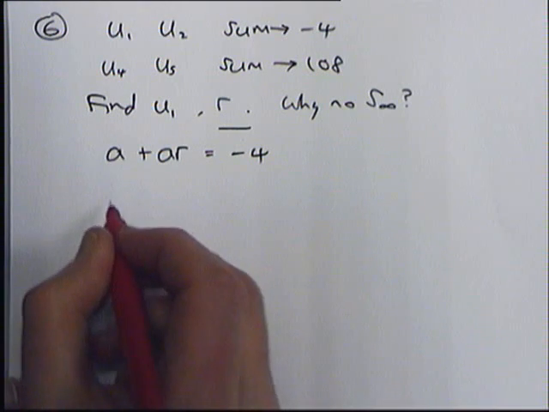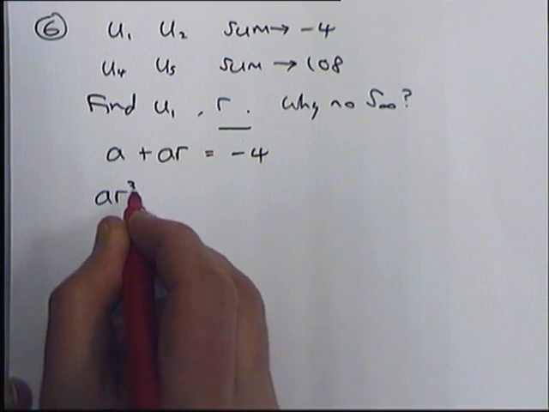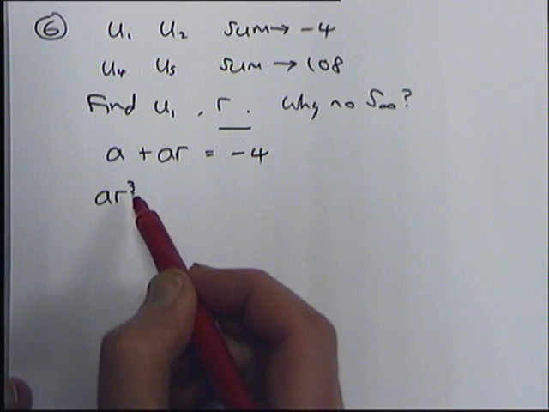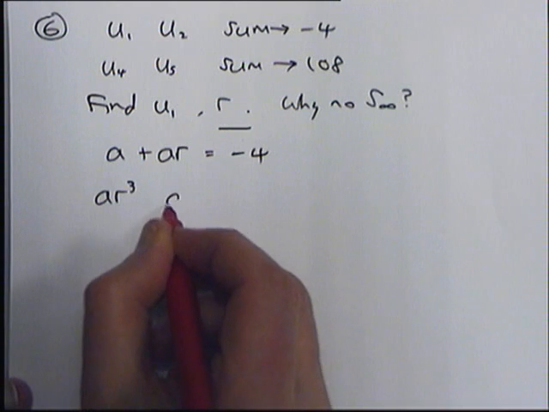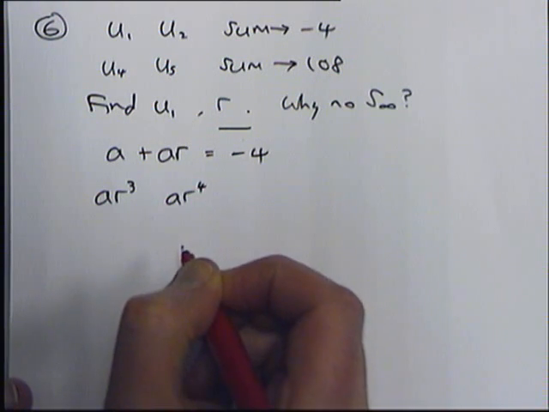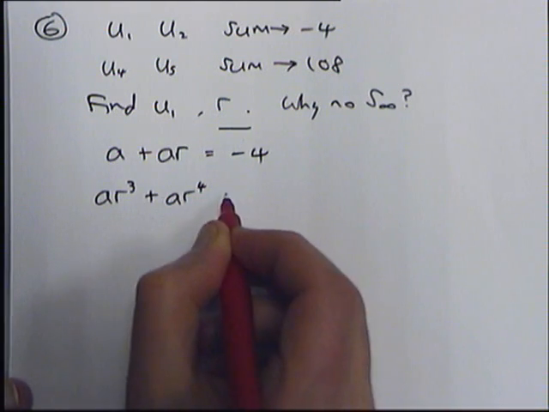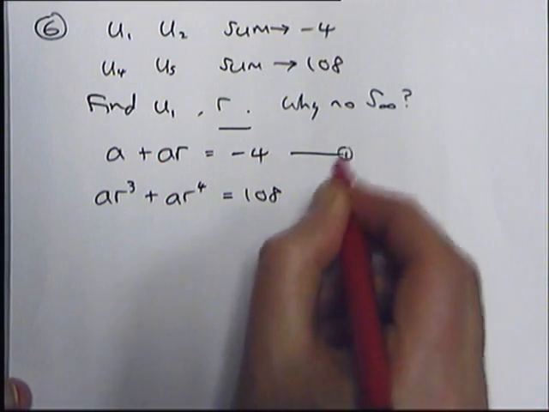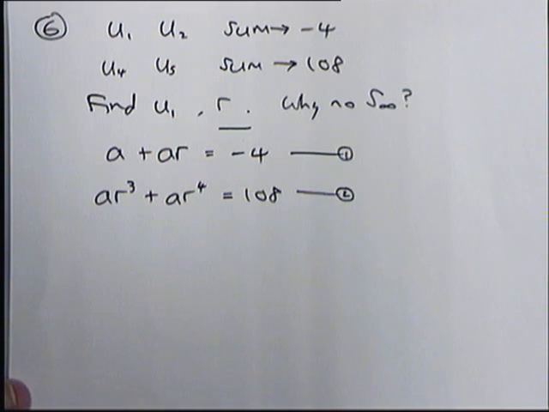The fourth term, that is AR cubed. Remember, if it's a fourth term, there'll be 4 take away 1 here. That's where the 3 comes from. And the fifth term, that's AR to the power of 4. And we're told they add together to give 108. I'm going to call that line equation 1, that line equation 2.